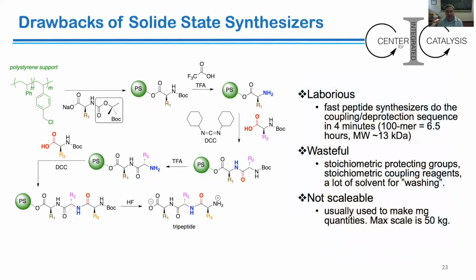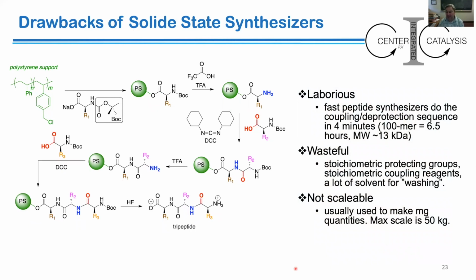The problem with this strategy is that it's very laborious. Fast peptide synthesizers can couple, deprotect in 4 minutes. So if you wanted to make a sequence that's 100 mer, that would take about 6.5 hours. And that's only about 13,000 molecular weight. So it's not a very large peptide in 6.5 hours. It's not a very fast reaction.